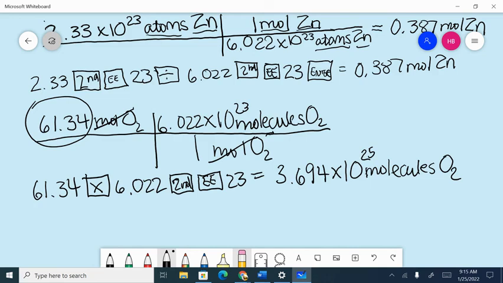So this is the strategy we're going to use to convert from moles to molecules, or formula units, or ions, or atoms, moles to particles, or from particles to moles. We will go over the final step in changing mole conversions in your next lesson.